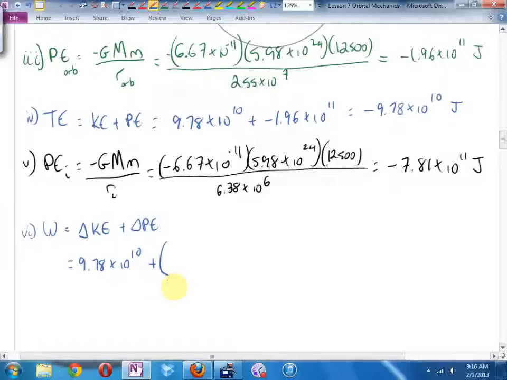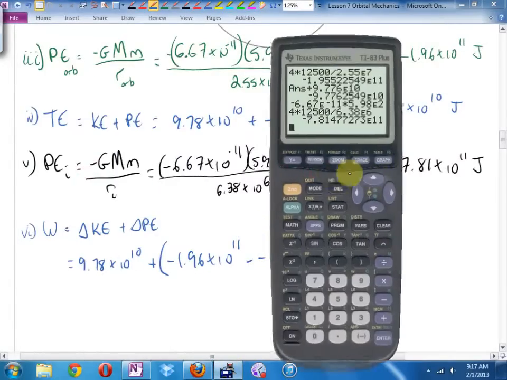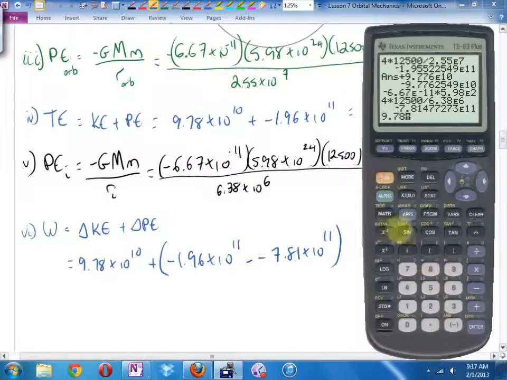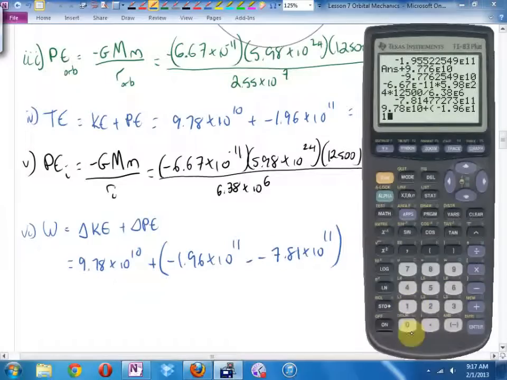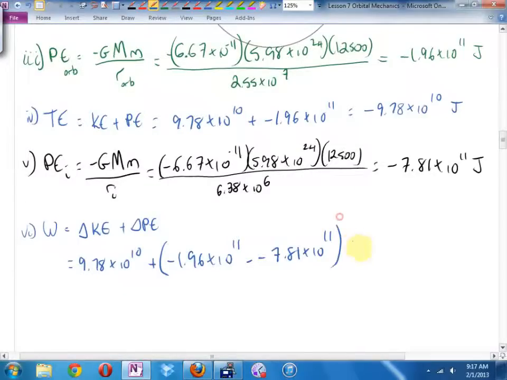Change in anything is final minus initial. Our final potential energy in orbit was negative 1.96 times 10 to the 11th minus our initial potential energy, which was negative 7.81 times 10 to the 11th. So we have 9.78 times 10 to the 10th, plus, I'll do this in brackets, negative 1.96 times 10 to the 11th. What's a minus minus the same as? I'm just going to go plus 7.81 times 10 to the 11th. How much work? That much work. 6.83 times 10 to the 11th joules.